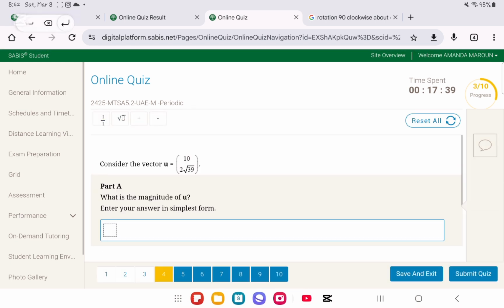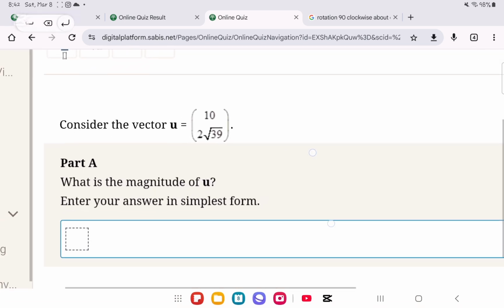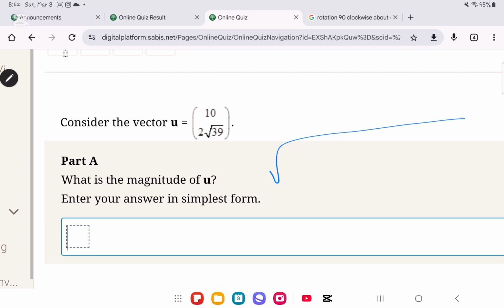Okay, consider the vector u. What is the magnitude of u? Again, to find the magnitude of anything, it's gonna be radical x squared plus y squared. So if you put it on your calculator, it is gonna be 2 radical 39 squared. You are gonna get an answer of 16. So very simply, the magnitude of u is 16.